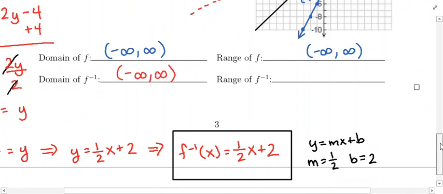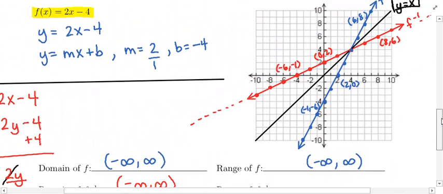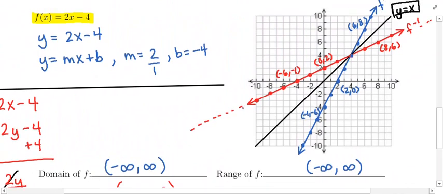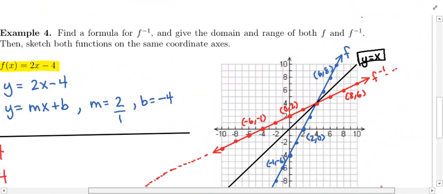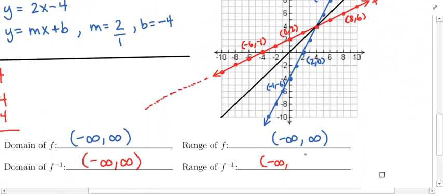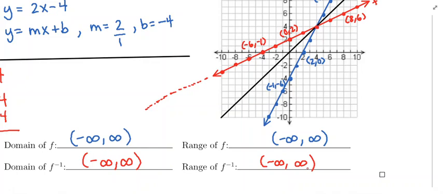If you look at the range, you have to get that from the graph. We're looking at the red line, the inverse. The lowest point on the graph, the line goes down, down, down forever, slowly, but it goes down forever. So the lowest y value is going to be -infinity, and then the high point, the line climbs forever. So the highest y value is going to be +infinity. So the domain and range of f inverse are both all real numbers.